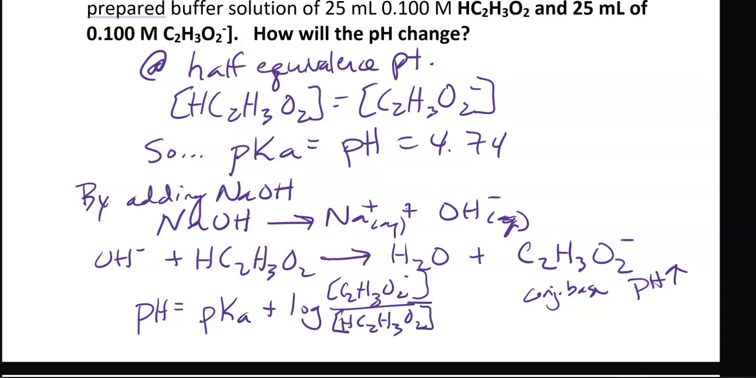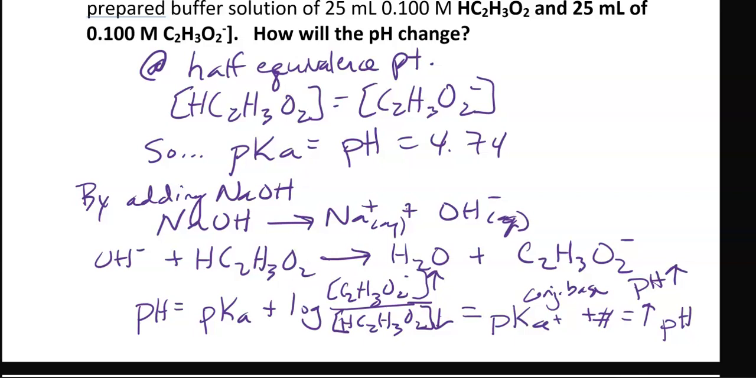If you're thinking about what's going on here, we're increasing in the conjugate base, and we're going down in acetic acid. So that causes the log that you plug in to be greater than 1. And when you take the log of that, you should get a number that is larger than 0, so you'll actually get a positive value. So pKa plus some positive number, and you'll get a slightly larger pH overall.